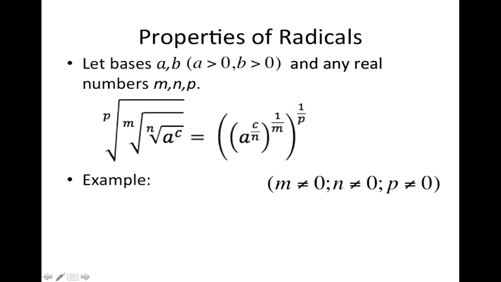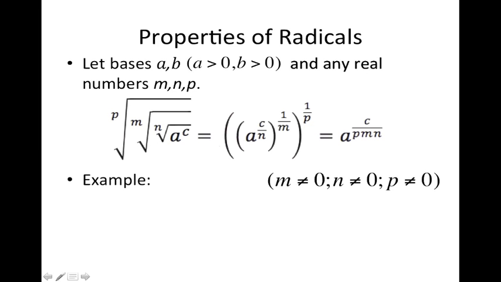Again, you can make it even more complicated by adding another radical to the outside. And so adding another radical to the outside is really just going to be adding another exponent. You're just going to be raising your expression to another power. So then we can simplify it down to this: a to the c over p times m times n, because we're really just multiplying all of these exponents together, and it becomes all one big exponent. So now let's try an example.